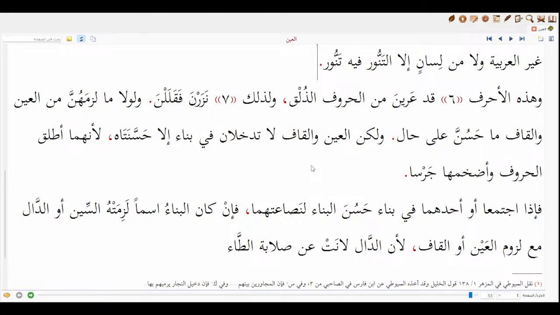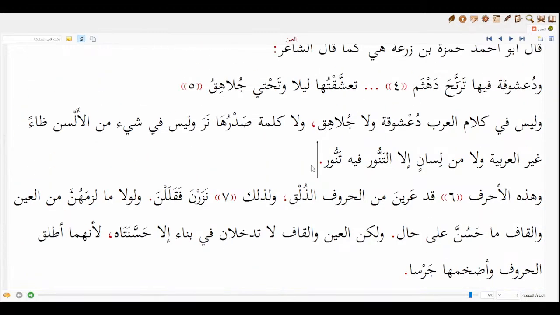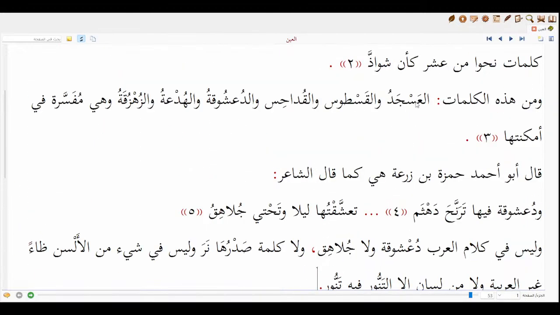ولولا ما لزمهن من العين والقاف ما حسن على حال ولكن العين والقاف لا تدخلان في بناء إلا حسنتاه لأنهما أطلق الحروف وأضخمها جرسا. And if it wasn't for the ʿayn and the qaf which have entered upon these words, so if you go up, every single one of them seems to have a ʿayn or a qaf. So over here Asjad has a ʿayn, Qustus has a qaf, Qudahis has a qaf, Du'shuqa has a ʿayn and a qaf, Hud'a has a ʿayn, Zuhzuqa has a qaf as well.